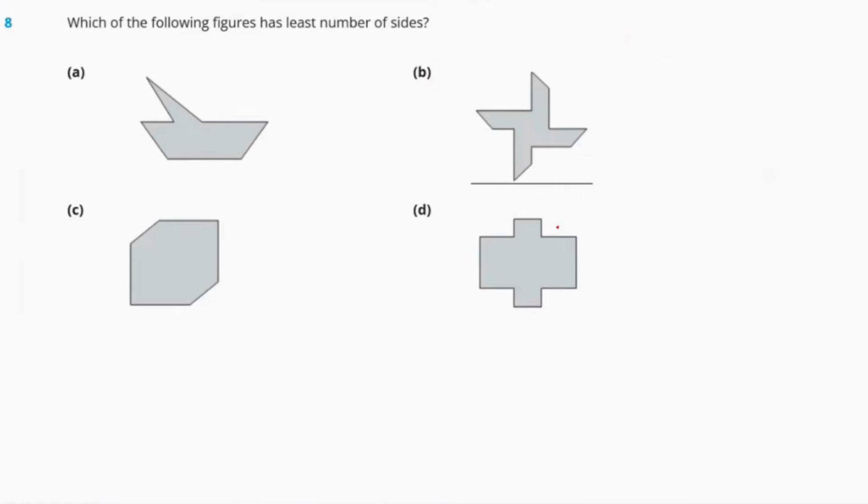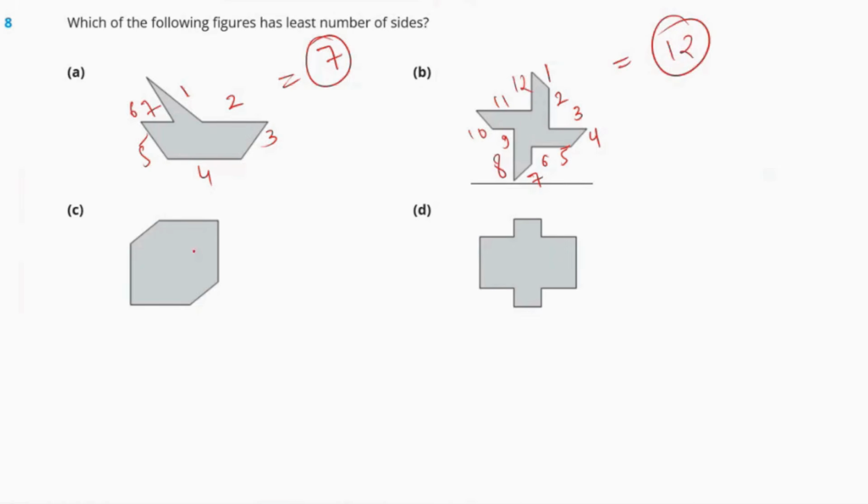Okay, question 8 says, which of the following figures has least number of sides? Okay, so now let us count the total number of sides of each figure one by one. So talking about the first figure, the total number of sides will be 1, 2, 3, 4, 5, 6 and 7. So the total number is 7, right? Now talking about figure B, the total number of sides will be 1, 2, 3, 4, 5, 6, 7, 8, 9, 10, 11 and 12. So here the total number is 12.